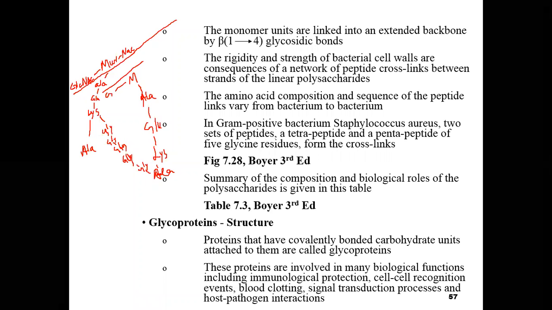You people know that sometimes carbohydrate binds with the protein and sometimes binds with the lipids. So the carbohydrates bonded with the proteins are called the glycoproteins and those bonded with the lipids are called the glycolipids. Proteins that have covalently bonded carbohydrate units attached to them are known as the glycoproteins.